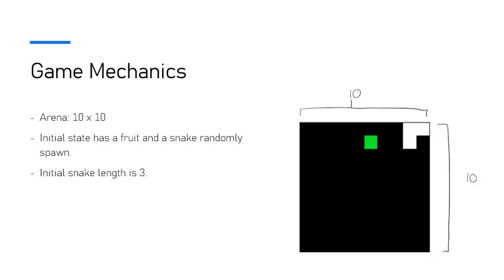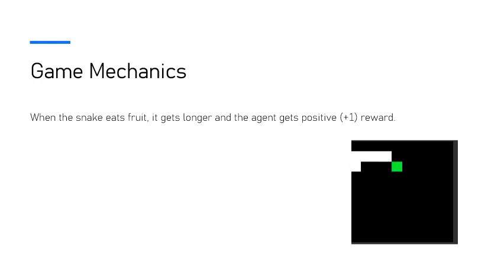So, in our implementation of the snake game, we have an arena of 10 by 10. The initial state has a fruit and a snake randomly spawned on the arena, and the initial length of the snake is 3. So our AI will control the snake.